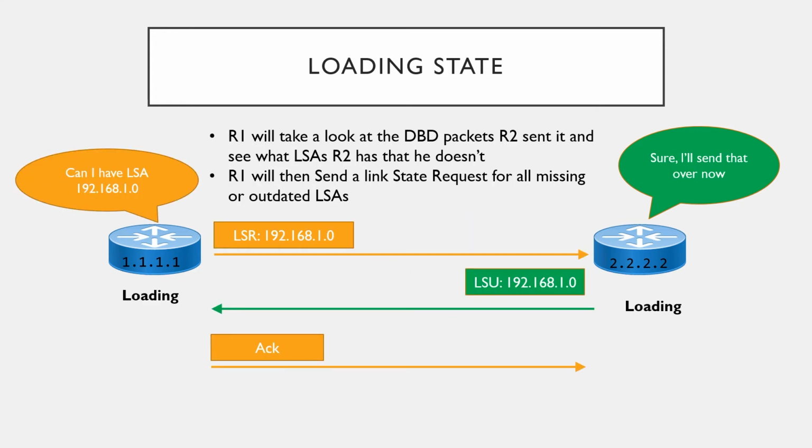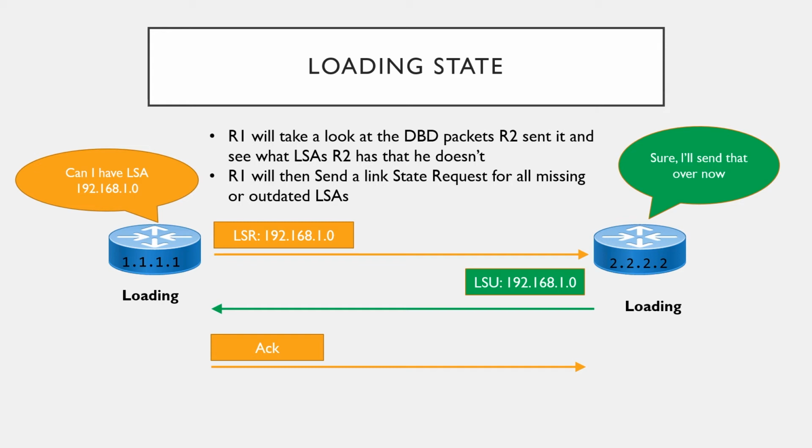All right, and in the loading state, R1 will take a look at all the database descriptor packets that R2 sent it, and it will see what LSAs R2 has that he doesn't. And so he'll populate a list of LSAs that R2 has that he doesn't, and he'll send a link state request for all of those missing or outdated LSAs. So he sends that link state request. In this example, I did 192.168.1.0. So he's just picking this one specific LSA that he doesn't have. He sends that to R2 asking for it.